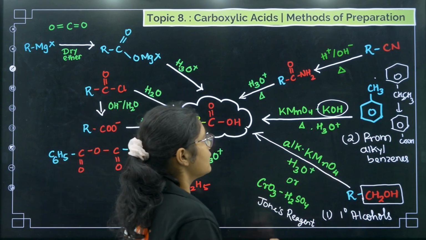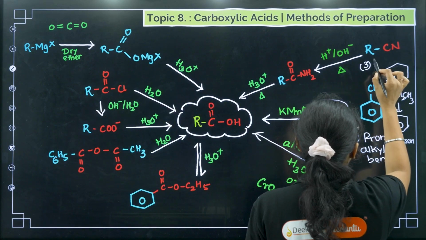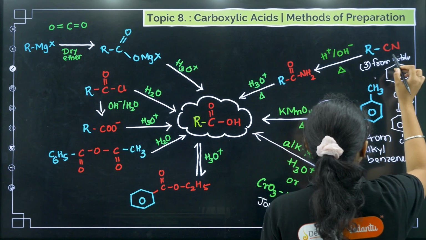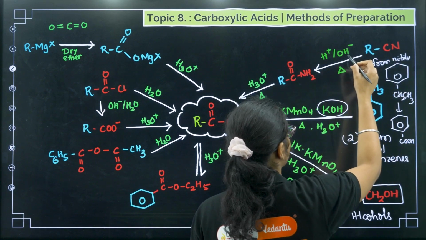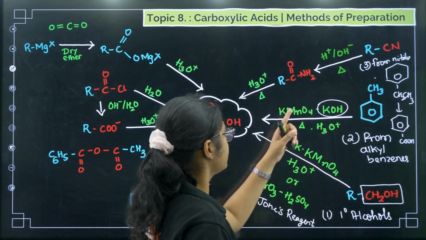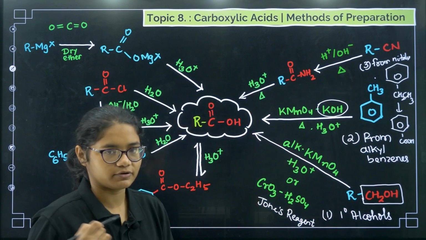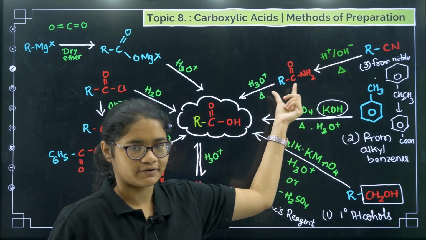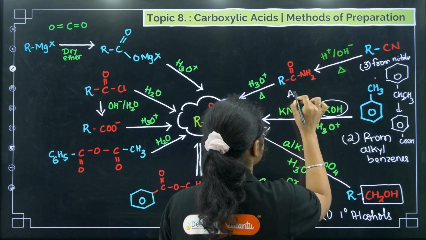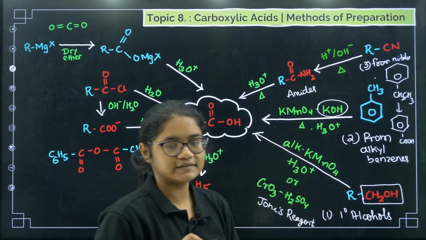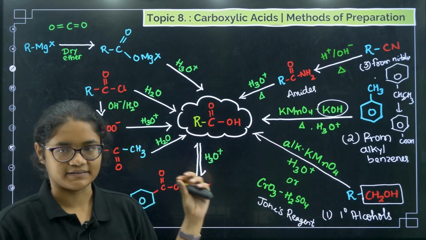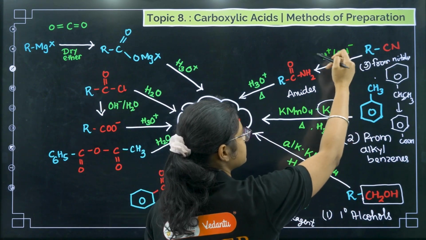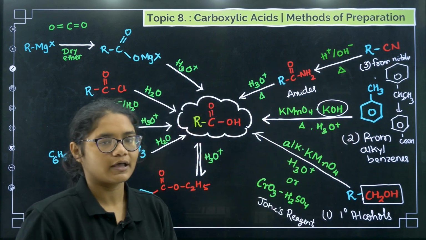Okay, second method clear. Now third method is from nitriles. First, if you treat RCN with H+ or OH-, it gets converted to amide group, and after that H3O+ will give you acid group. So you have to remember, first of all, when you treat RCN with H+ or OH-, it gets converted to amides. This functional group is nothing but amides, right? Now these amides get converted to acids. So the third method was from nitriles or amides. If you take nitriles, first you convert to amides, then amide gets converted to carboxylic acid.